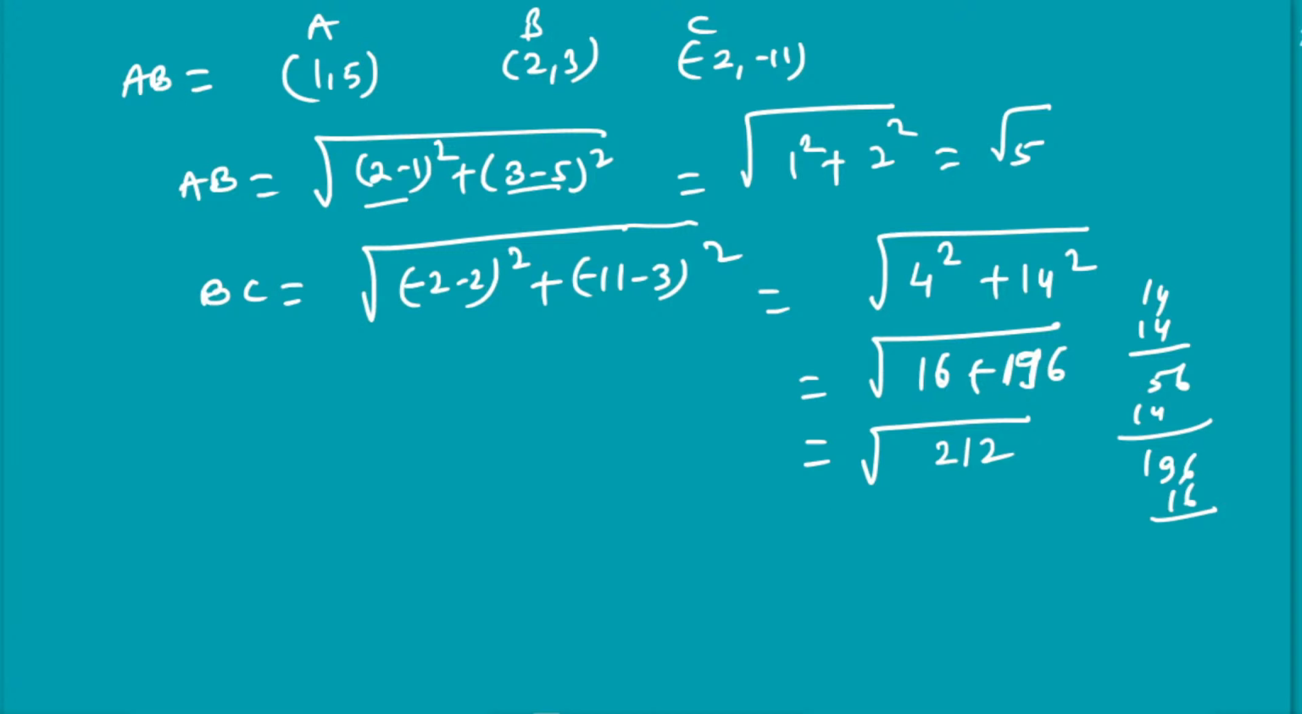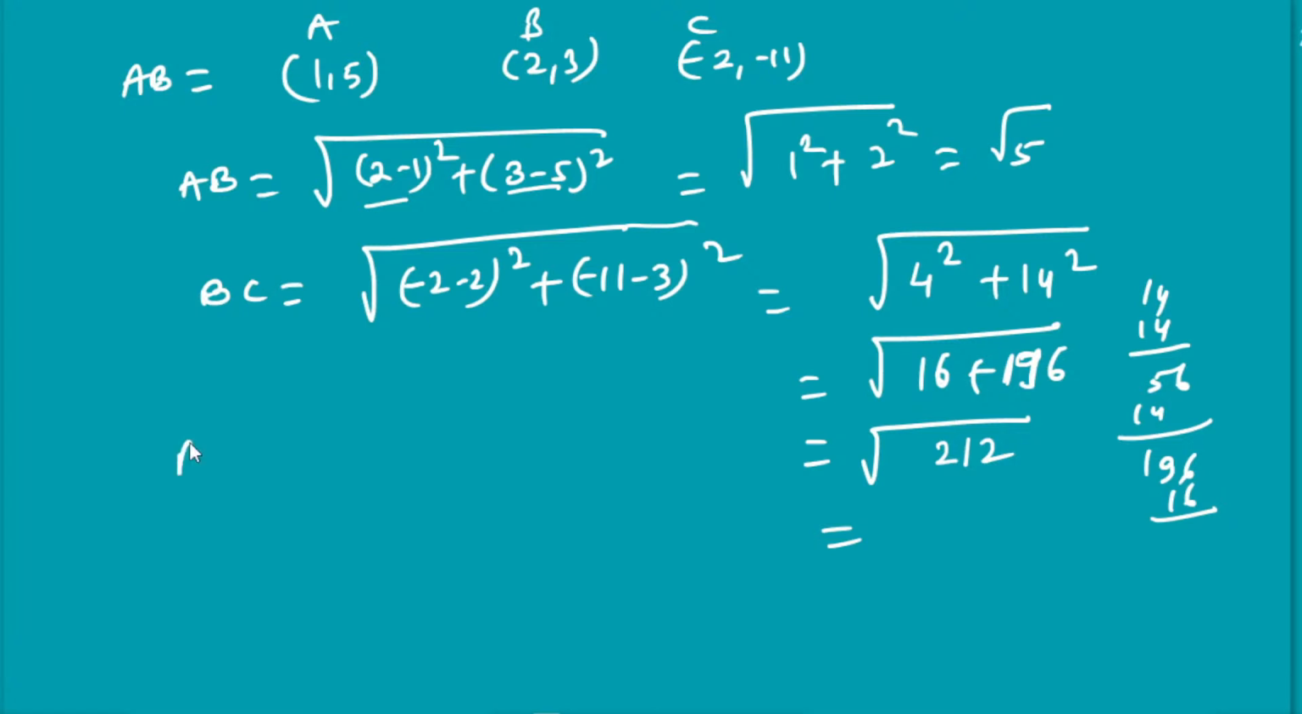Can you do this? Now the question is whether this 212 can be written in another form. Have I written the correct point? Yes, 1, 5, 2, 3. Oh no, I have not written the correct point. Let me check. 1, 5, 2, 3 minus 2, 11. Yeah, that is correct. So definitely that is written there. No issue. Now we have to find the AC.